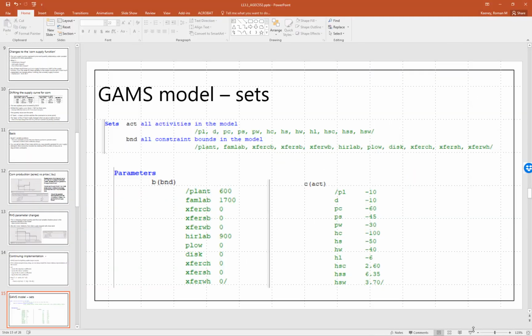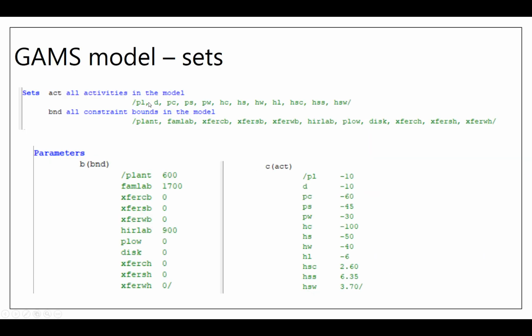And so let me come back to my Excel, and you'll see that I have indeed set up a large set. It's called ACT for all activities in the model, and it has all of those listings, all of those labels. And then for the constraints, for the rows, sometimes people use rows here. I just use B and D for boundaries, all the constraint boundaries in the model. So some of those are 0, some of those are physical limits.